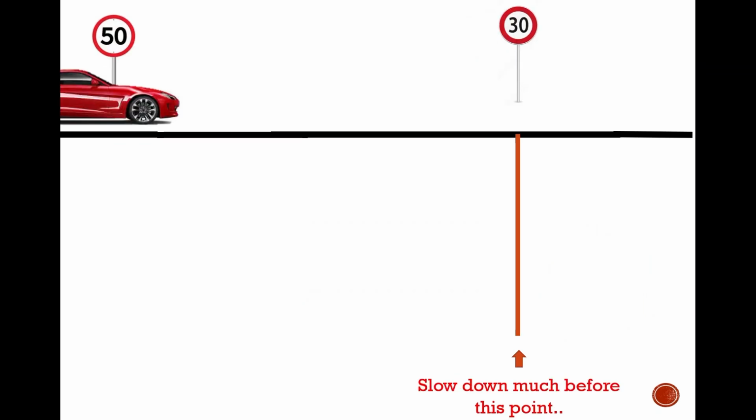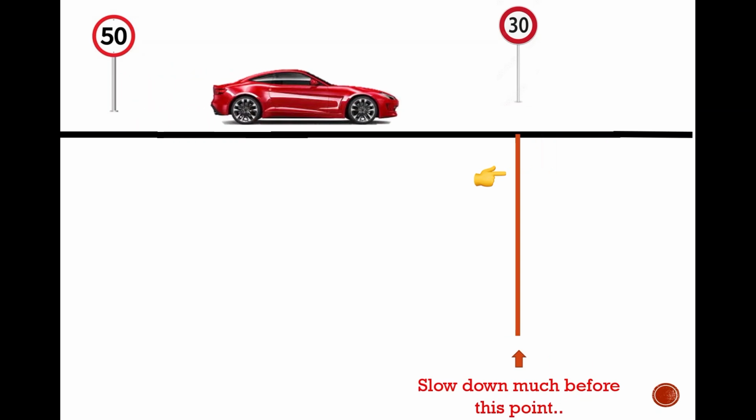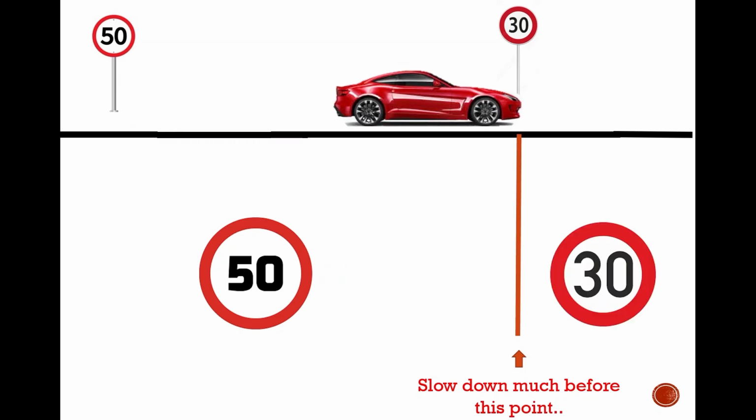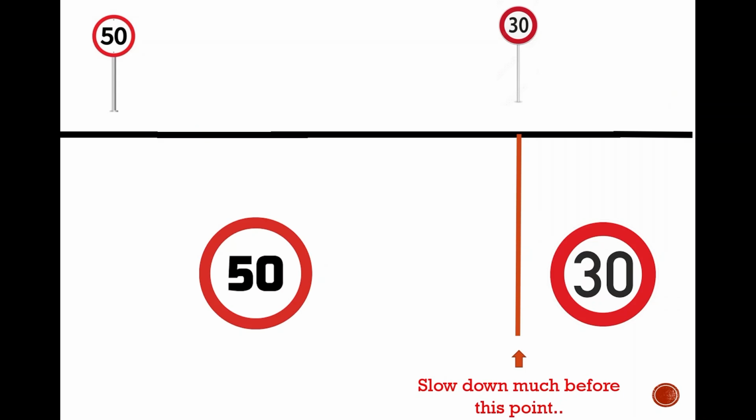Now let's look at another scenario where you are driving at a 50 speed limit, but from a distance you see a 30 speed limit. Here the situation is different. You should already slow down much before the point where you see this 30 limit, and it is important that you cross this 30 speed limit at a speed less than or equal to 30. Crossing the 30 speed limit at a speed above 30 is considered a mistake.